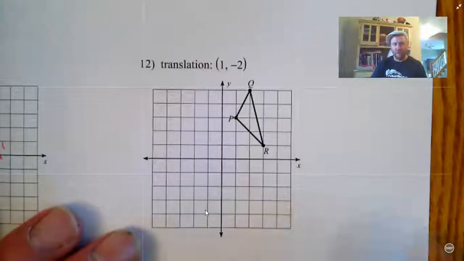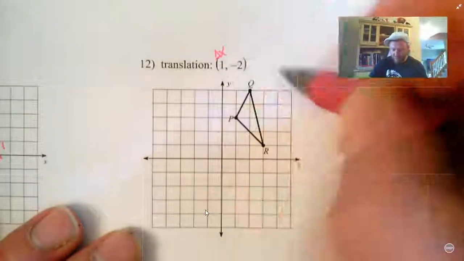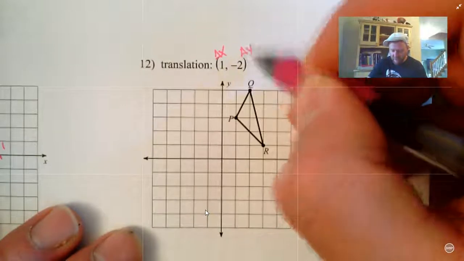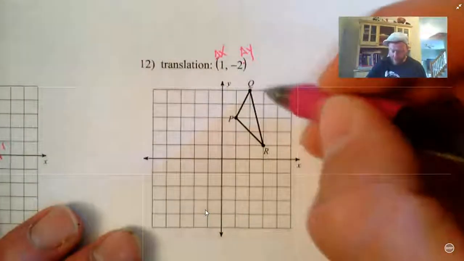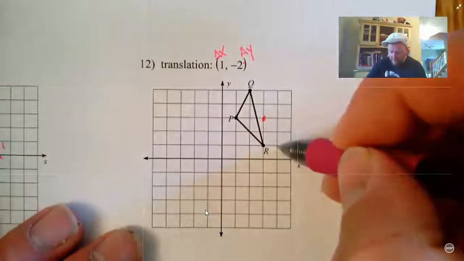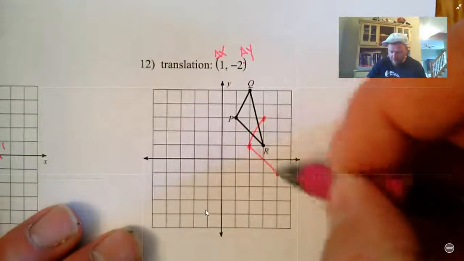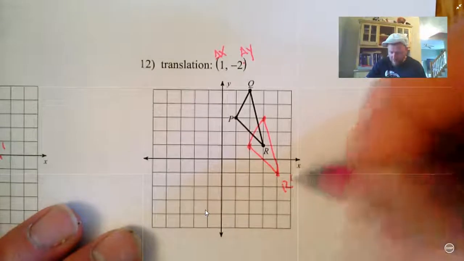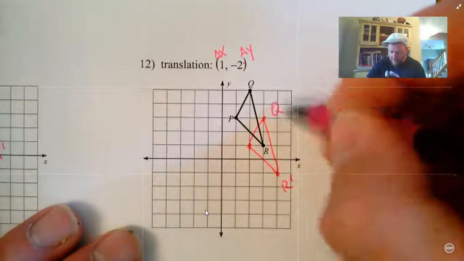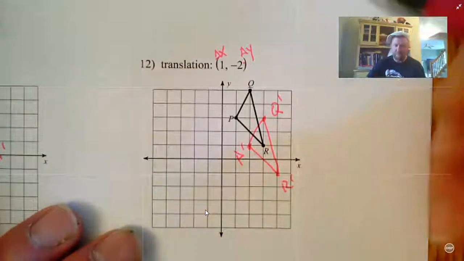One more, last one. Our change in X is 1 space to the right. Our change in Y is 2 spaces down. Over and down, over and down, over and down. R prime, Q prime, P prime.